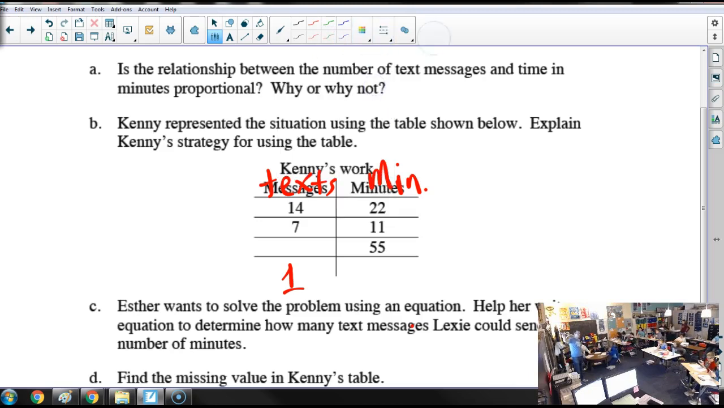Hypothetically, the answer she would send is 35 texts in 55 minutes. Because from here to here, what happens? It's a times 5.